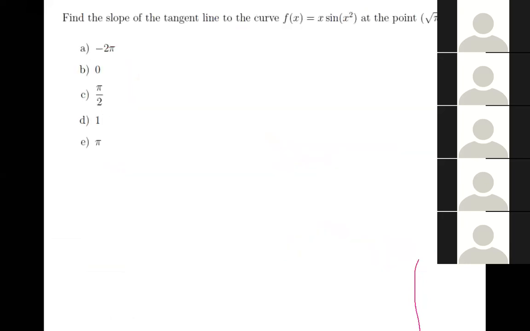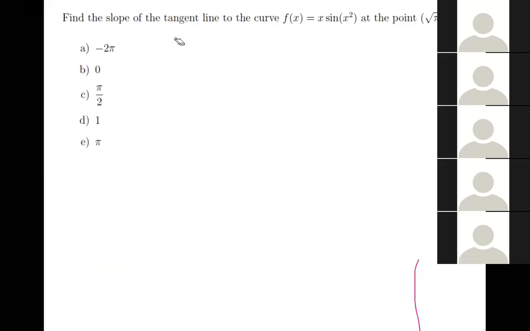And do I have product rule? Oh, okay, let's do this one. That's product rule and the chain rule. Find the slope of the tangent line. It's just a different way to ask you. Of the function x times sine of x squared at the point root pi, 0. Of course, slope of the tangent is simply the derivative at the given point.